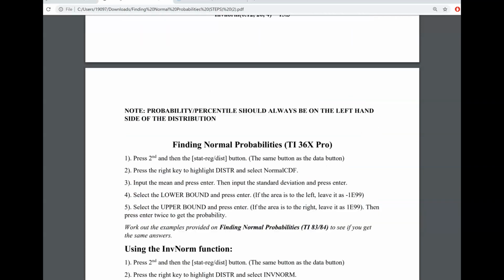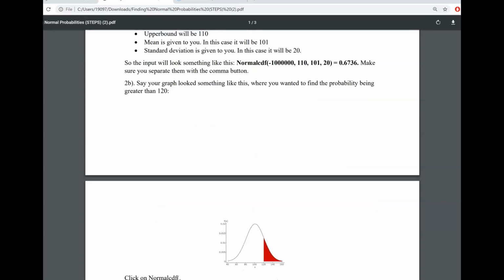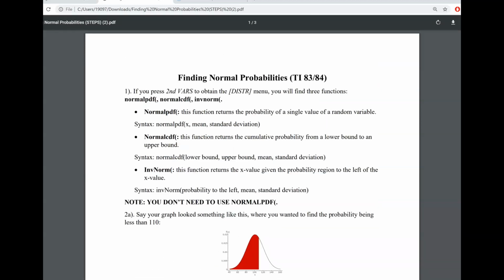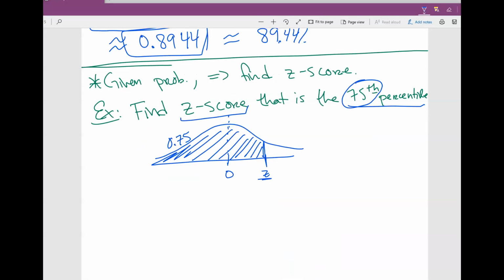So if you go back up to the page, you'll see that inverse normal returns the x value given the probability region to the left of the x value. So basically, inverse normal takes the probability to the left, the mean, and the standard deviation. That's what we need to have. So you're going to write inverse norm, and what you want to figure out is the area to the left, the mean, and the standard deviation.